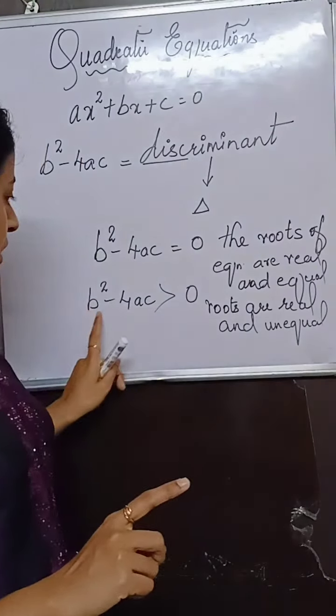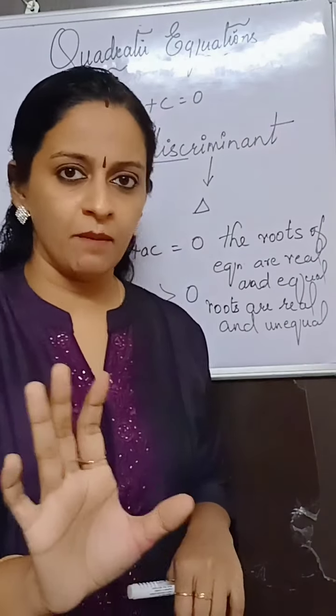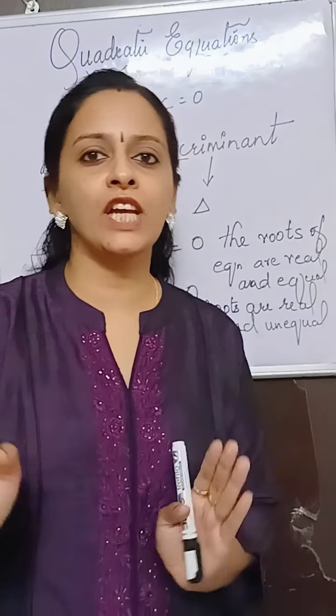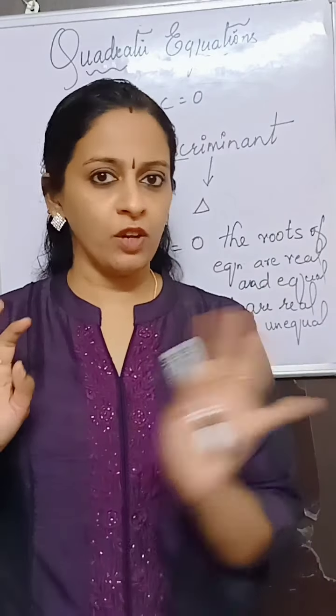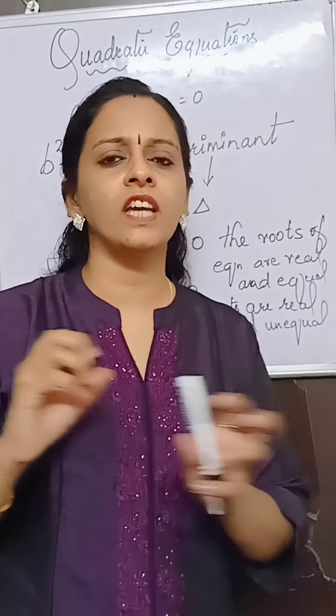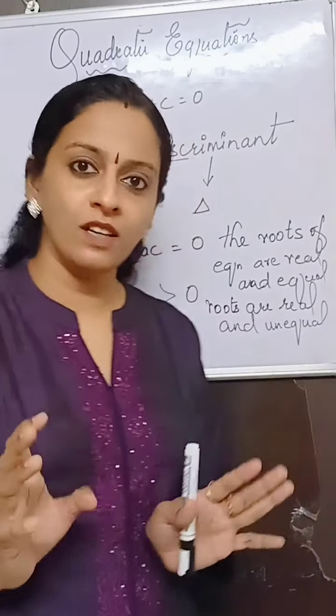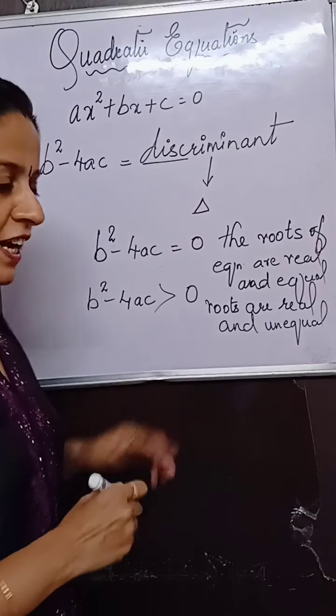If you get b square minus 4ac as greater than 0, then the roots will be real numbers, but they will be unequal. They will not be equal. You will not get the same root, like 5, 5. One will be 5, the other will be 15, or one will be root 7, the other will be root 3. Unequal roots. Understood? So this is the deciding factor.